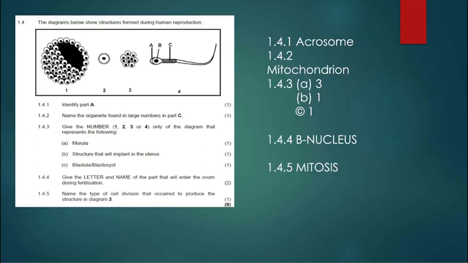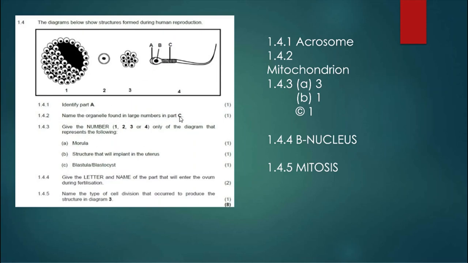Let's look at the first question. The diagrams below show structures formed during human reproduction. Now let's look at this. We see a sperm here, this is morula here, this is a zygote, number 2, number 1 is a blastula. So identify part A. Part A is acrosome.